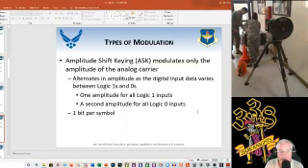ASK. This one, again, instead of the frequency, we do the amplitude. That's the difference between those two. Again, 1 bit per symbol.